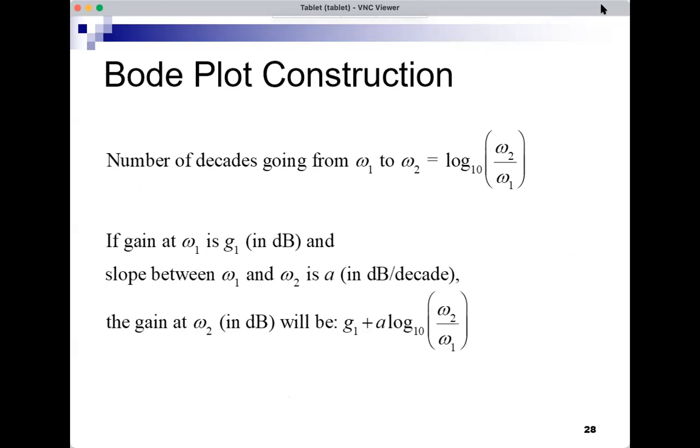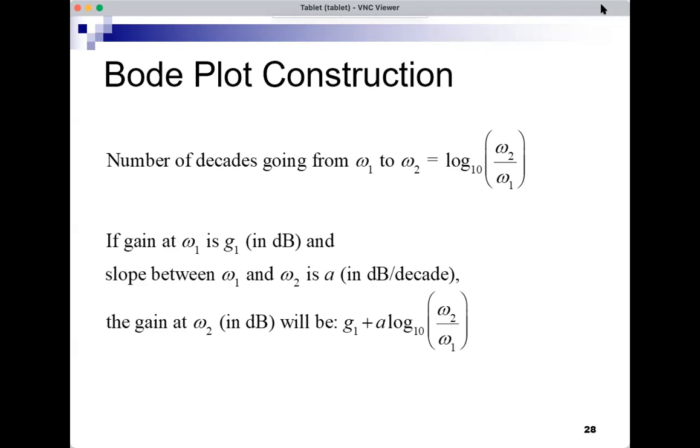So for example, if omega 1 is 1 and omega 2 is 10, if you apply this formula, you get log base 10 of 10, and that's 1, which is exactly 1 decade. And if I take omega 1 equal 1 and omega 2 equal 100, then 1 to 100 is 2 decades. If I take the log base 10 of 100 over 1, I also get 2 decades. So this is the number of decades that I get if I go from omega 1 to omega 2.